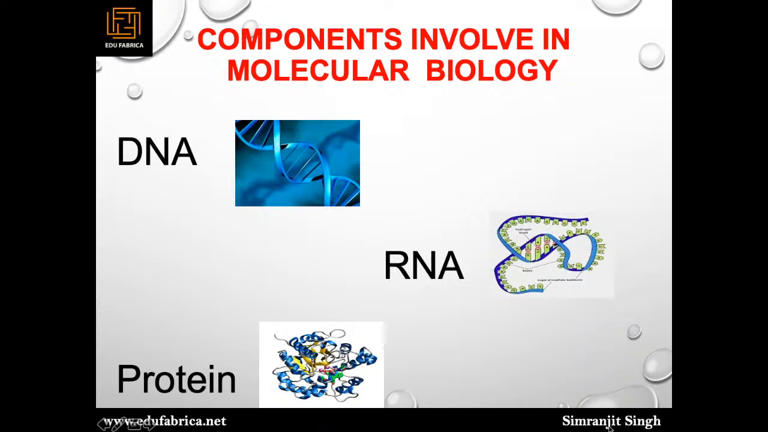The main components of our molecular biology consist of basically three parts: your DNA that we have just discussed, RNA, and protein. Together these three make the central dogma of life. From DNA, after transcription, RNA is produced, and after RNA is produced, with the help of translation, your proteins are produced. This whole process is known as the central dogma, central to life.